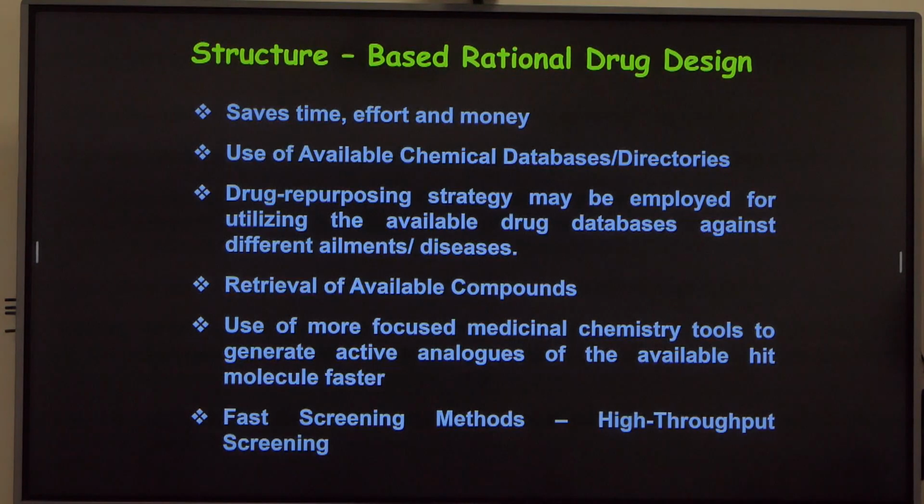So this is the summary. The structure-based rational drug design approach saves time, effort and money rather than synthesizing thousands of molecules, wasting laboratory time. You can see what is binding, what is not binding, then start synthesizing. At least some rationale is there that this should bind, this should not bind, okay? And you can use available chemical databases which have not been used for any activity.